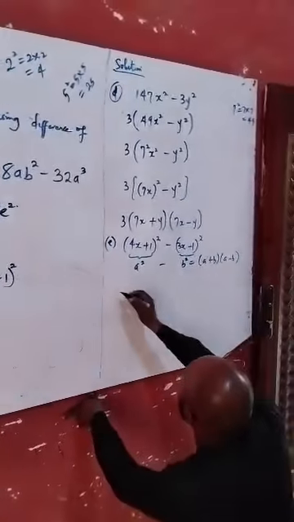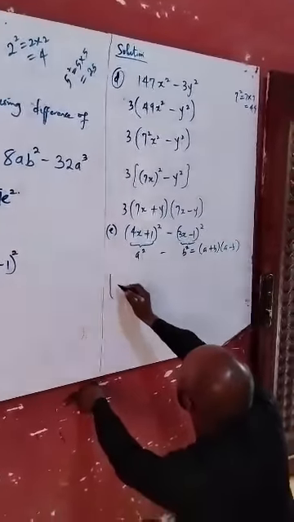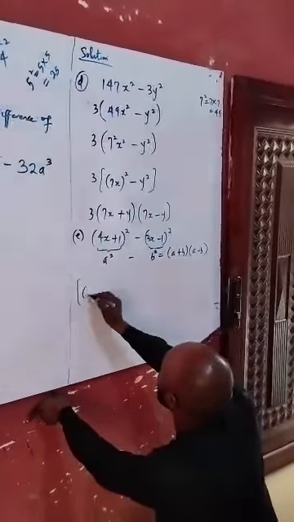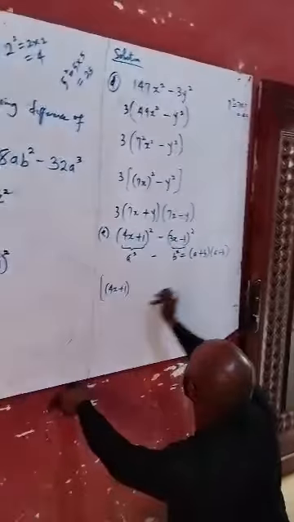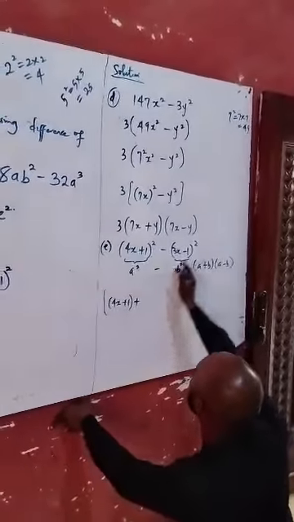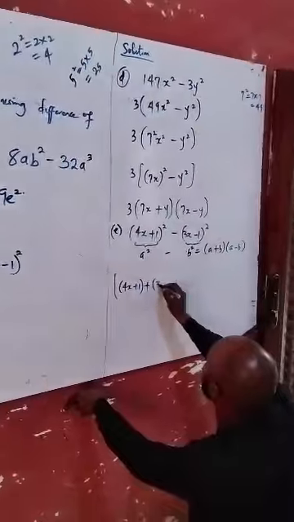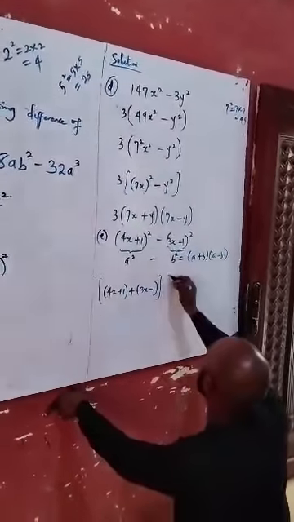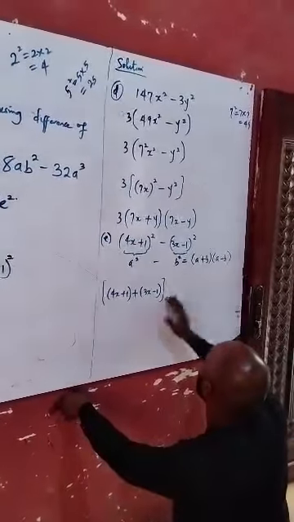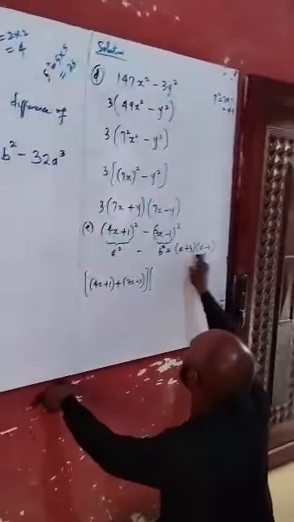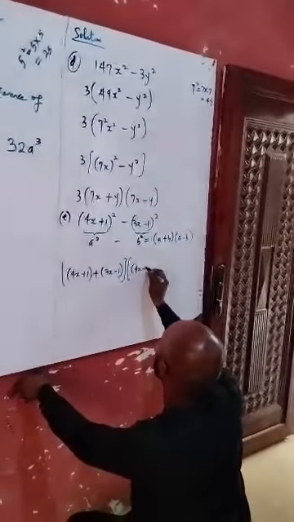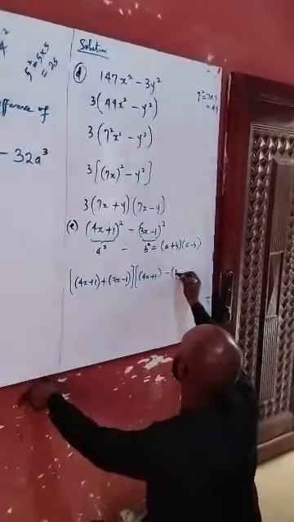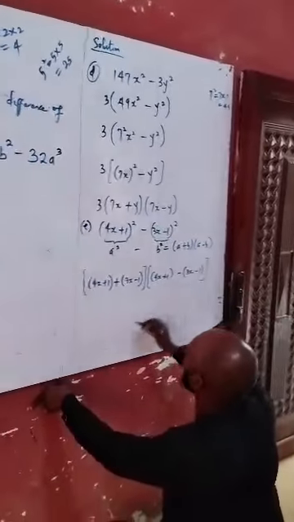So in this case, I'm going to have a big bracket first. My a is 4x plus 1. So I have 4x plus 1 plus, what's my b? 3x minus 1. 3x minus 1. I close that bracket. The next bracket, my a is 4x plus 1. 4x plus 1 minus, my b is 3x minus 1. Now let's expand.